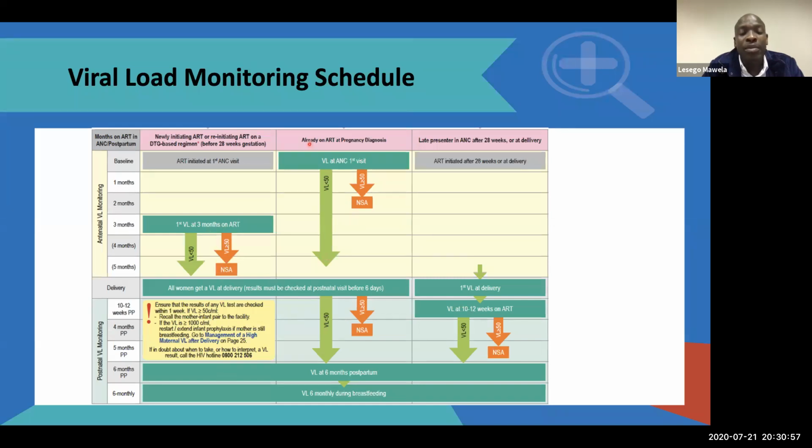And then some women come in already on ART. So she comes in antenatal. She says, well, I know my status. I am positive. I'm on ARVs. So how do we approach this woman? At that diagnosis of pregnancy, at that first visit, we do a viral load. If it is suppressed, the next viral load will be a delivery viral load. And then again at 6 months postpartum, right? And you can see here, a woman who presents very late, she presents for the first time in the 3rd trimester. We won't do any viral load.